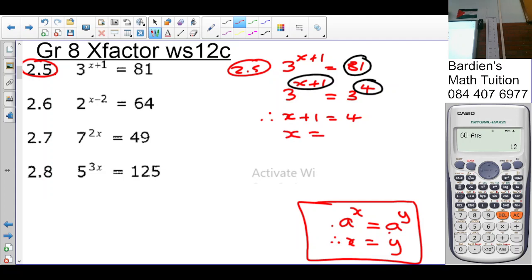And now? x is equal to 4 minus 1, which is 3. And we can test it. So it's going to be 3 to the 3 plus 1. What's 3 plus 1? 4. And 3 to the 4 is 81. You guys understand? Do 2.7.